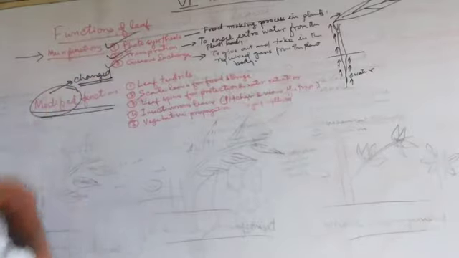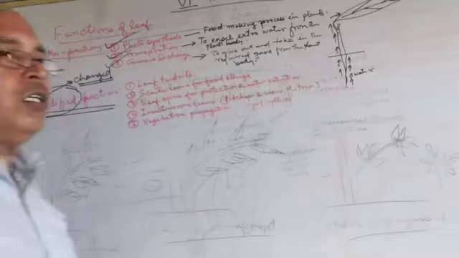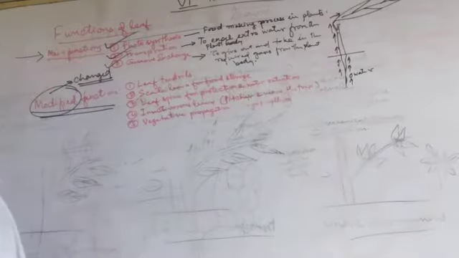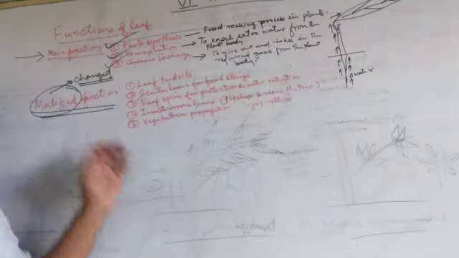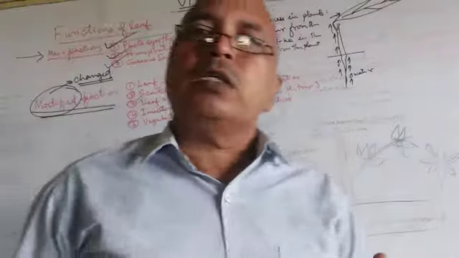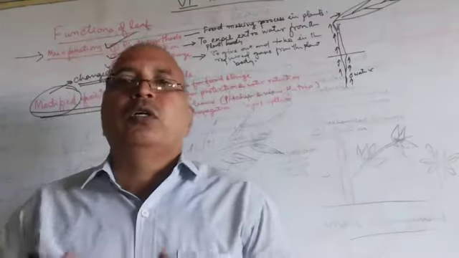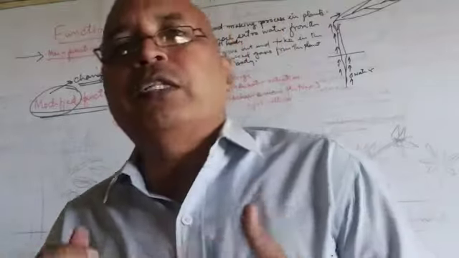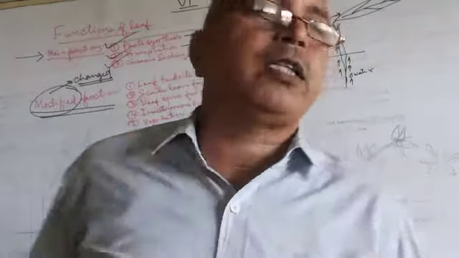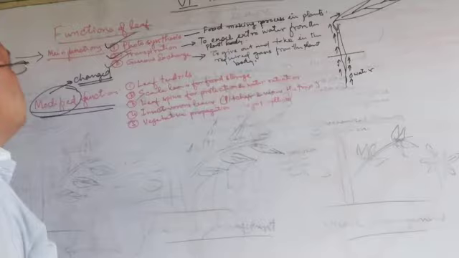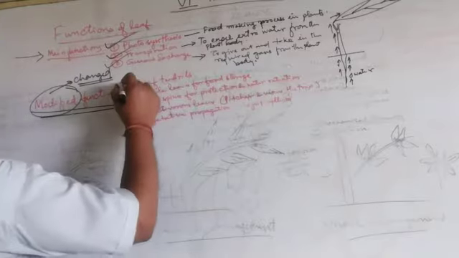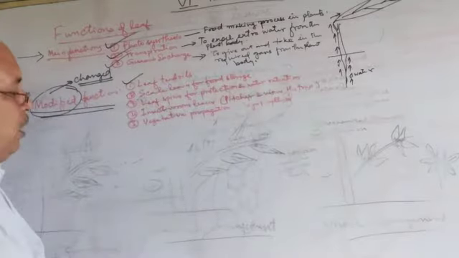Changed functions, right? You being a student, you become a dancer. You being a student, you tend to be a singer. You being a student, you become a football player. You being a student, study is your main function. But along with that, you perform some modified, changed functions also, right? So what are the changed functions? First one that we will read is leaf tendril.